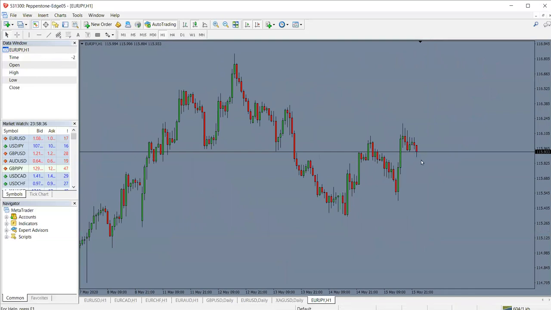And for currencies paired with the Japanese yen, in this case Euro yen, it will also only have 2 or 3 decimal places. So we'll ignore the last decimal place and only measure the last 2. From here, you can measure the bar, and you can see that this is about an 11 pip bar.